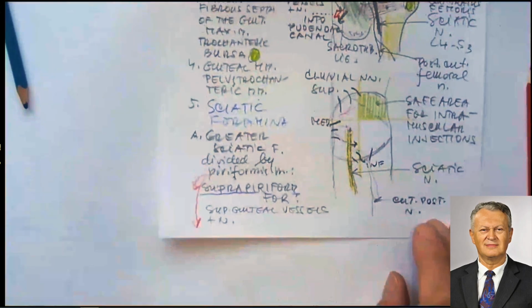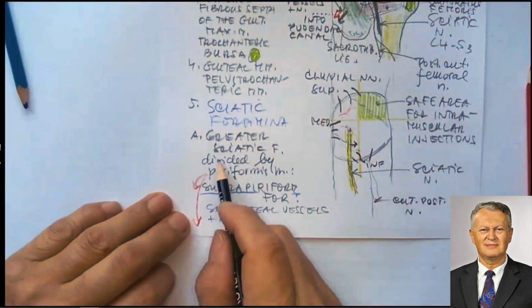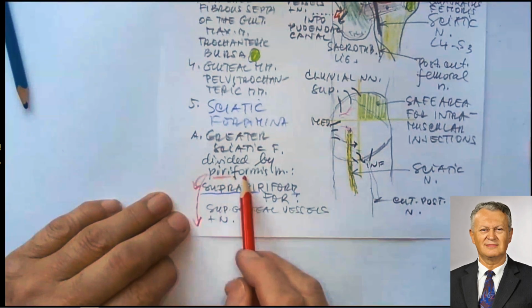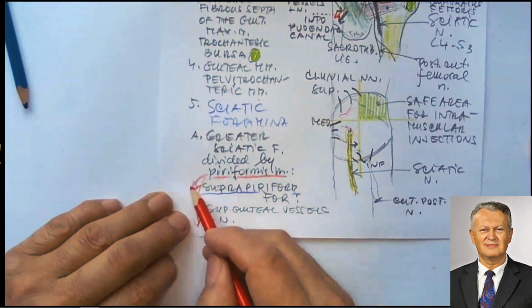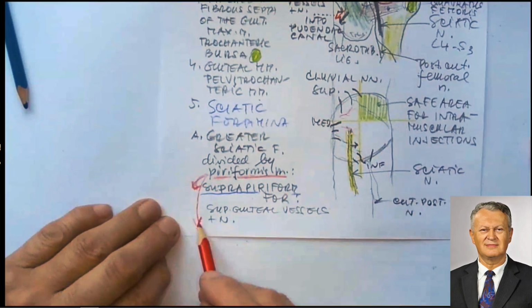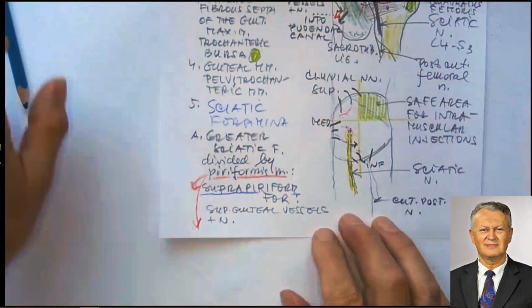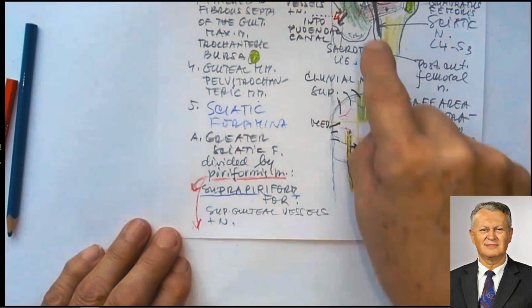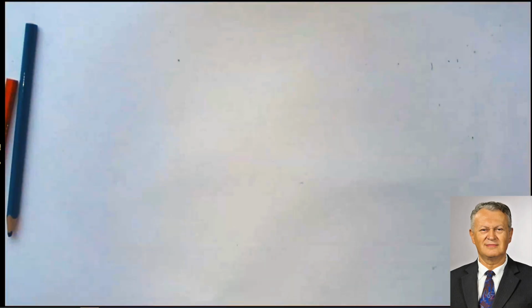And then on the next page, it must be completed. So we see the greater sciatic foramen divided by musculus piriformis into the suprapiriform, and on the following page the infrapiriform foramen, which will follow. And this will be the one which contains much more structures than the previous one.